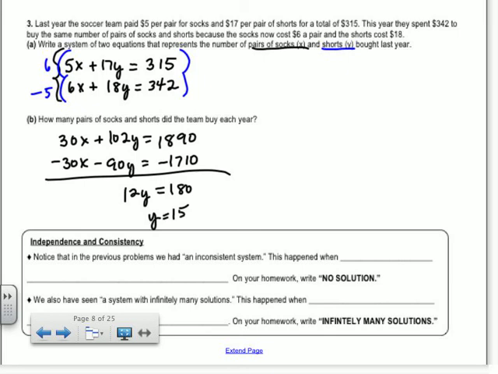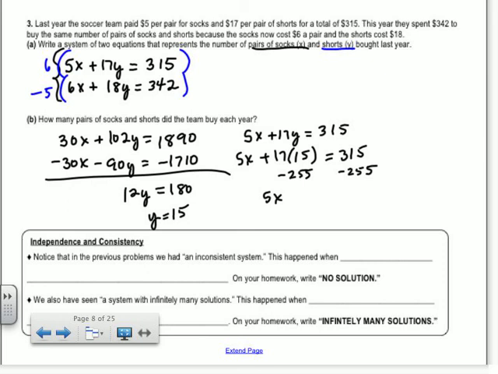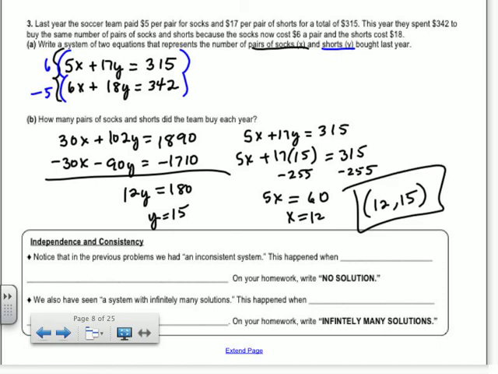And now you go back and you find x. So you can plug into any equation that you want. So let's say I do 5x plus 17y equals 315. I have 17 times 15. Seventeen times 15 is 255, so subtract that over. So you get 5x equals 315 minus 255, so 60. So x is 12. So that means they bought 12 pairs of socks and 15 pairs of shorts. So that's your answer.